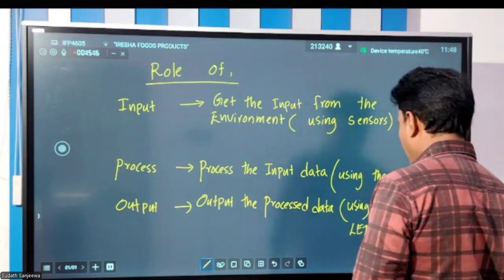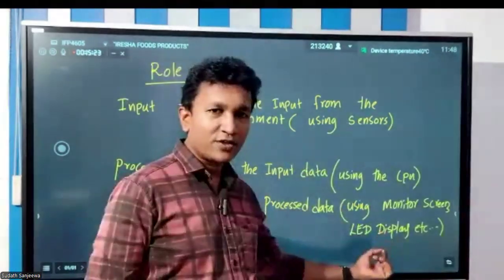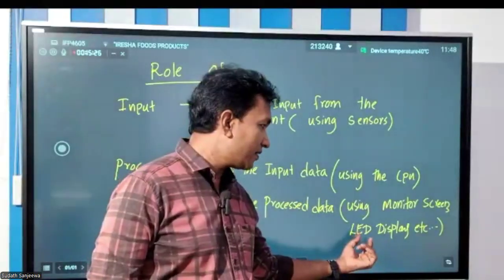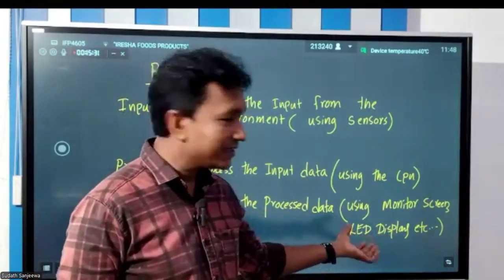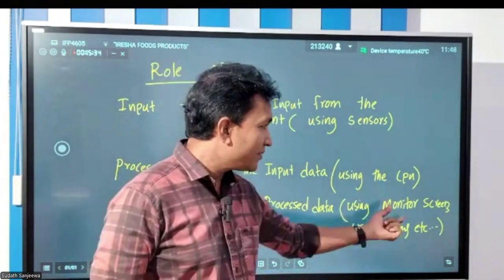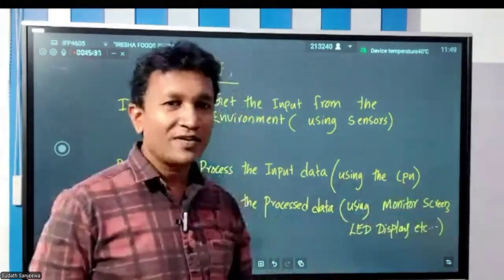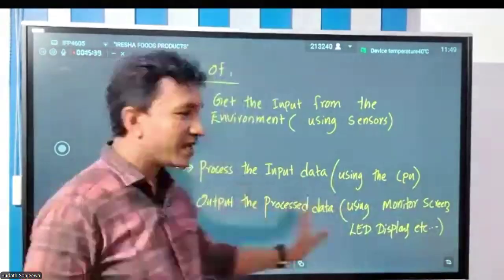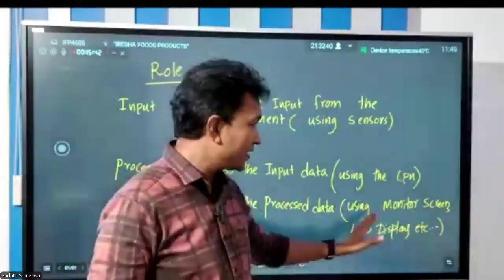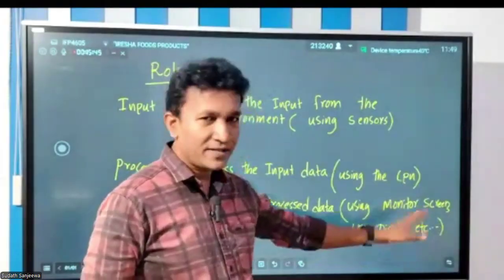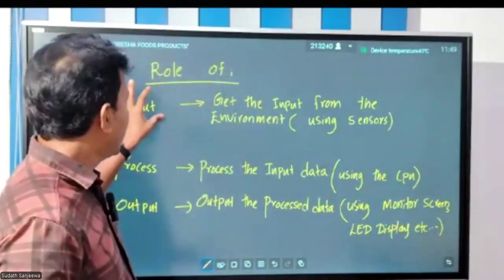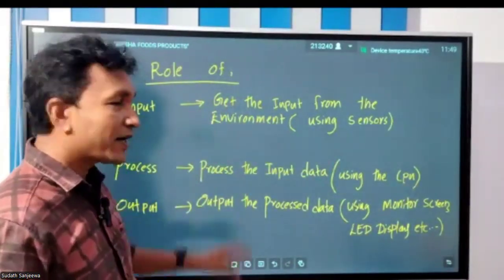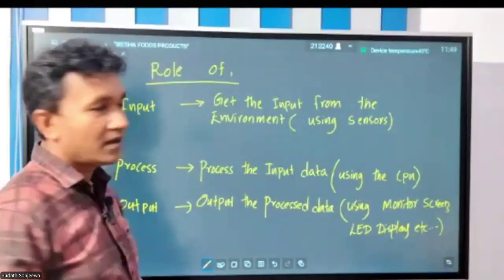So there are ways the microcontroller gives output. How? LED display: we saw LED lights in the microcontroller that display the output. So that is one way. And some of us use a monitor screen to show the processed output. Right? Using monitor screen, LED display, and there are some other ways as well. So those are the roles of input, process and output of the microcontroller. Right? Those are the roles.